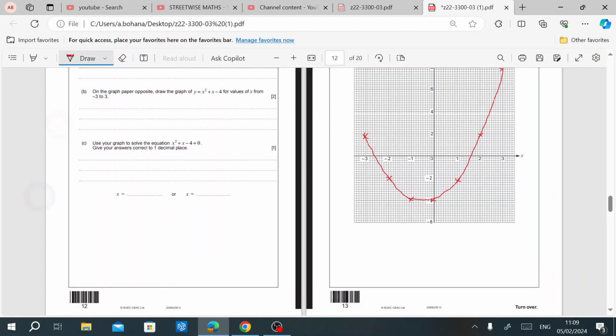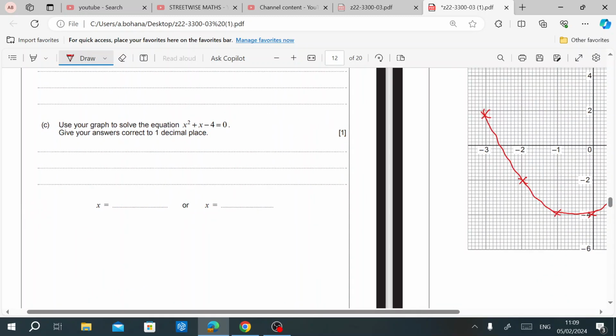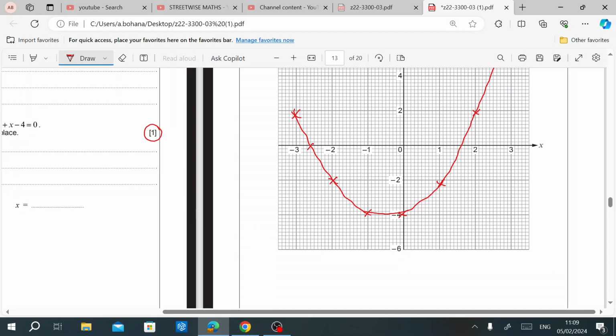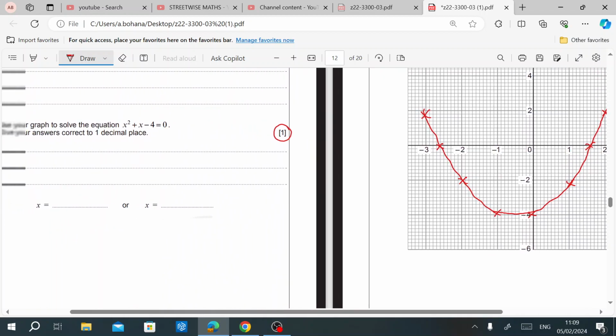And then finally, the last one causes a lot of problems actually, but it's very straightforward and it's only worth 1 mark. Use your graph to solve the equation equal to 0. In other words, where does the graph cross the x-axis? That's all they want. What is that number there?